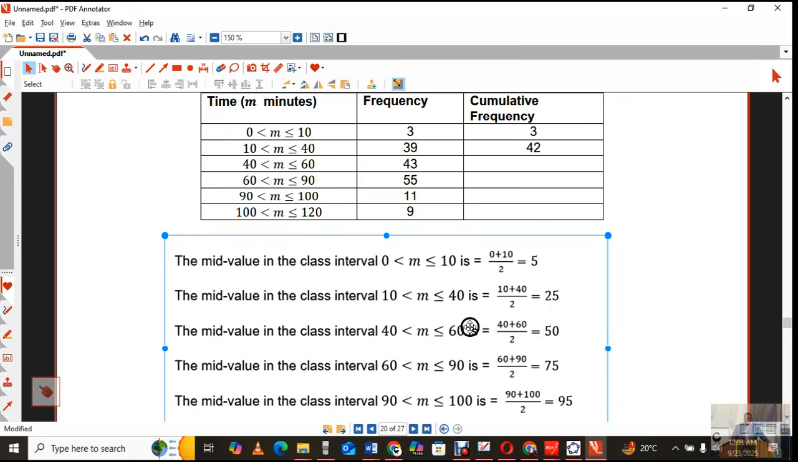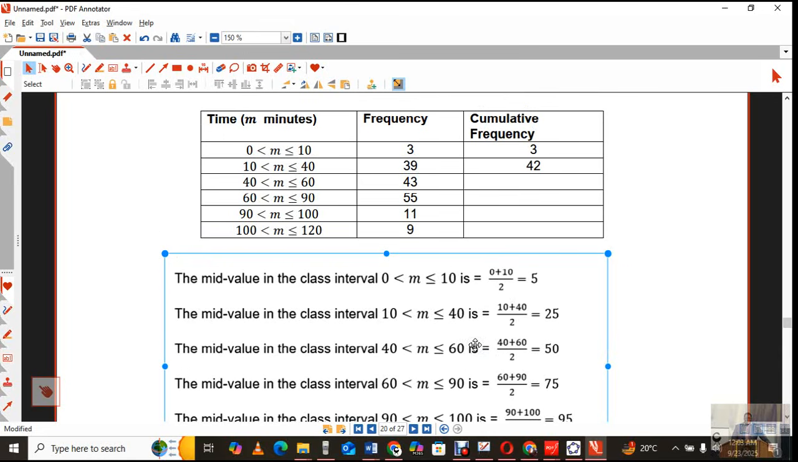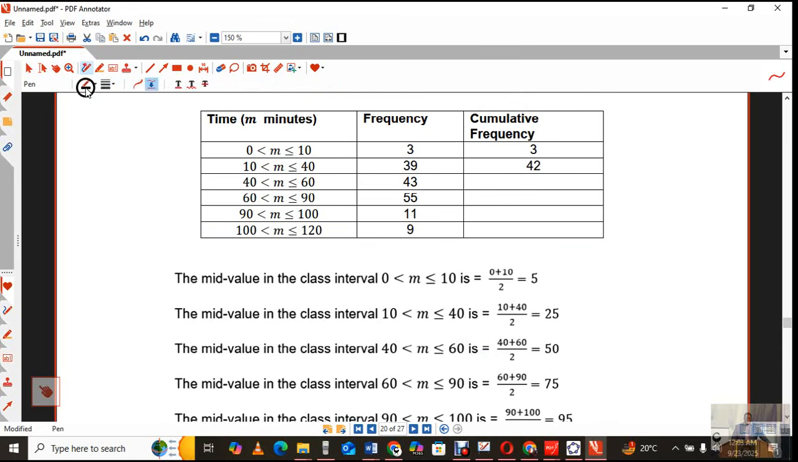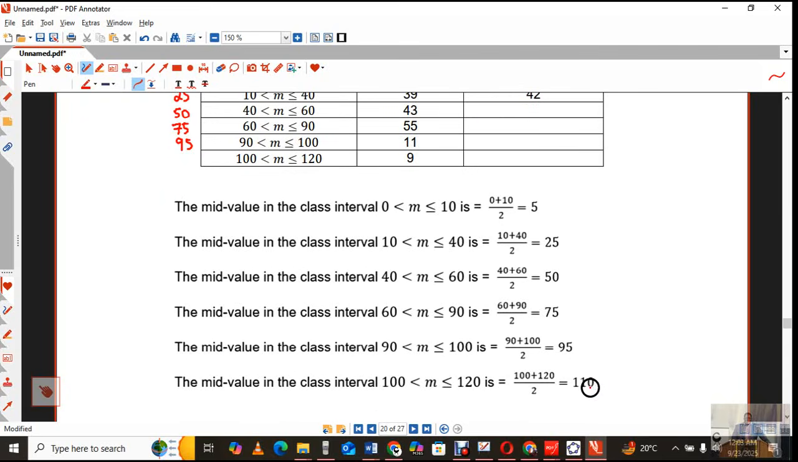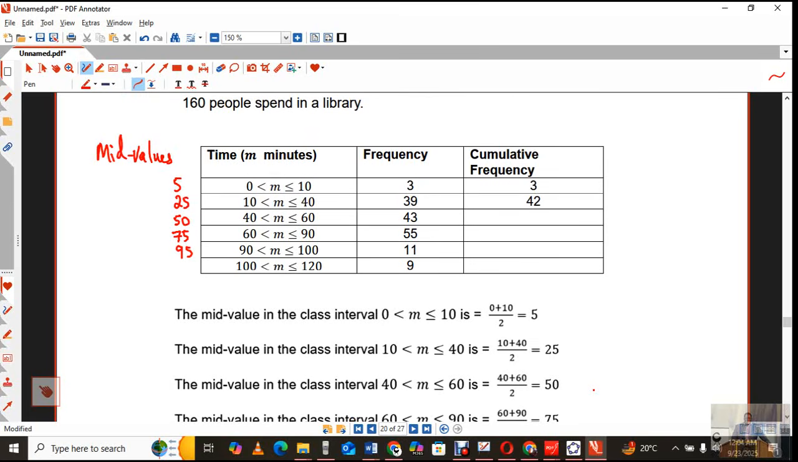Okay, right. So I'm just going to write the mid values over here. In this one, the mid value is 5. This one is 25. Then it's 50, then it's 75, then it's 95, I believe, and the last one is 110. Okay, so these are the mid values that we have.